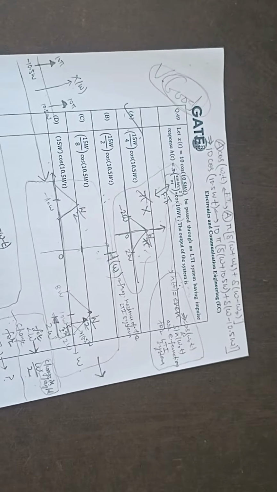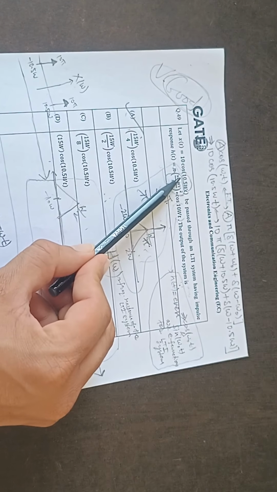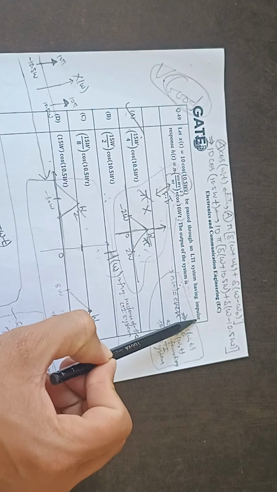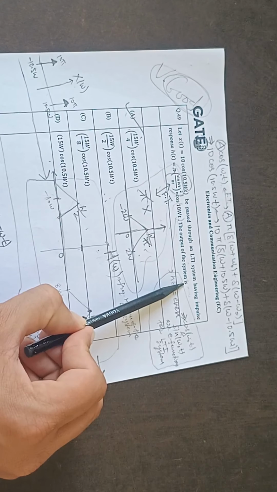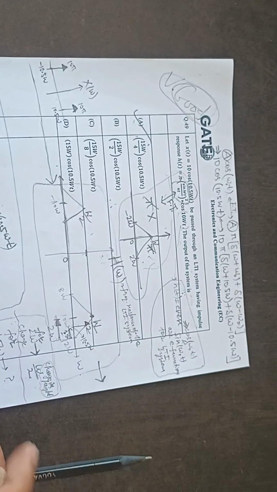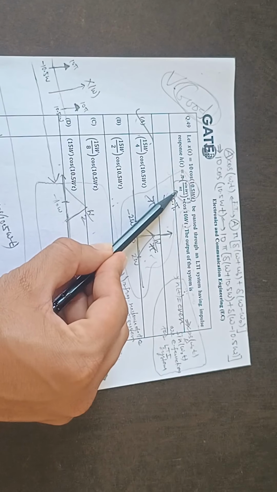The last question is on Fourier transform. It says let x(t) equal to 10 cos 10.5 omega be passed through an LTI system having this impulse response. The output of the system is? So we need to write everything in terms of frequency domain. So let's find out what is this sin omega t upon pi t square.